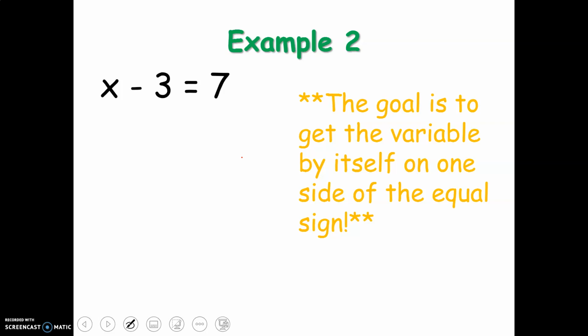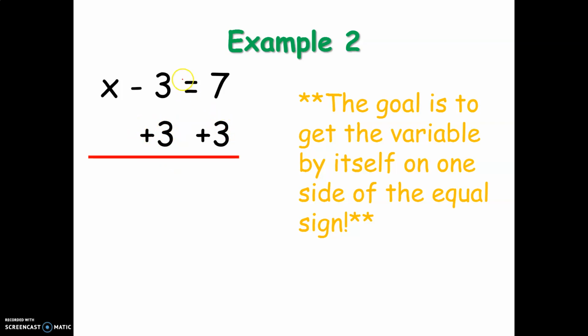Once again, our goal is to isolate the variable, or get it by itself on one side of the equal sign. Right now, we can see that x and minus 3 are on the same side of the equation. The opposite of minus 3 is to add 3. Like I said before, to maintain balance of our scale, if I add something on one side of the equation, I must do so on the other. So I add 3 on both sides of the equal sign. On the left-hand side, negative 3 and positive 3 make 0, and on the right-hand side, 7 plus 3 makes 10. So x is 10.